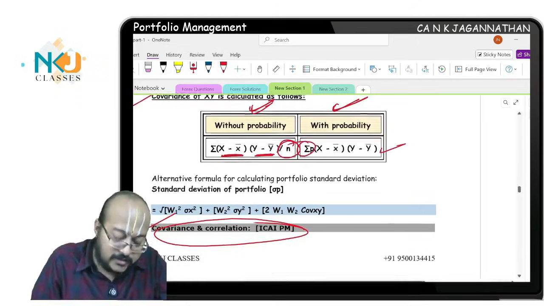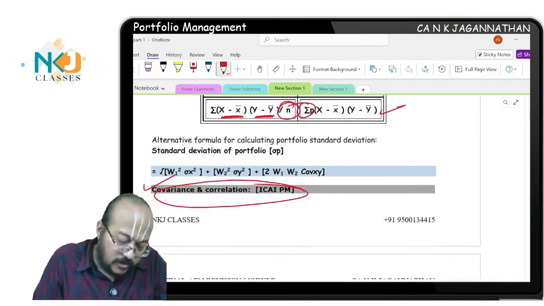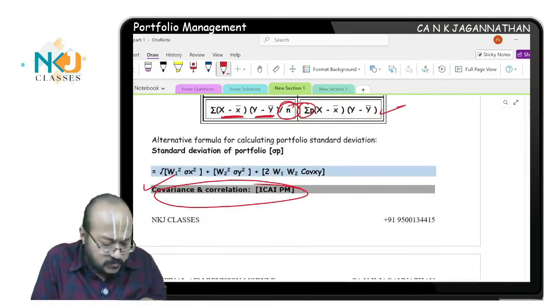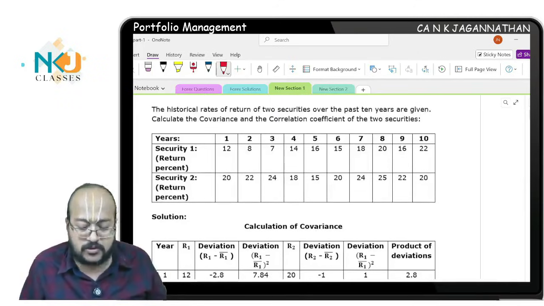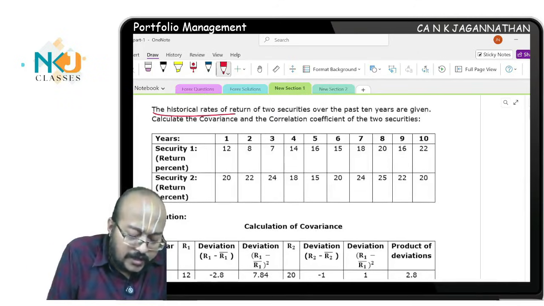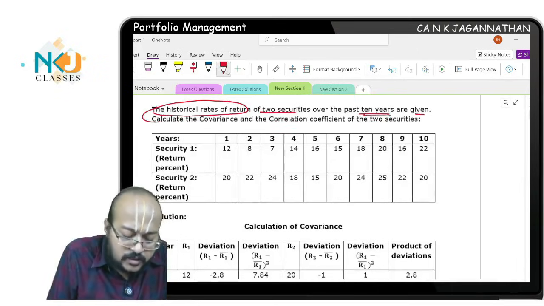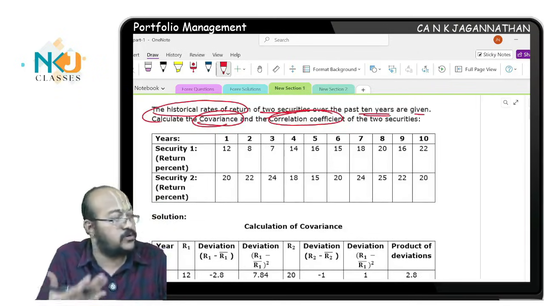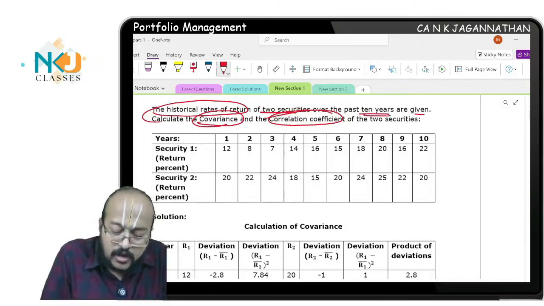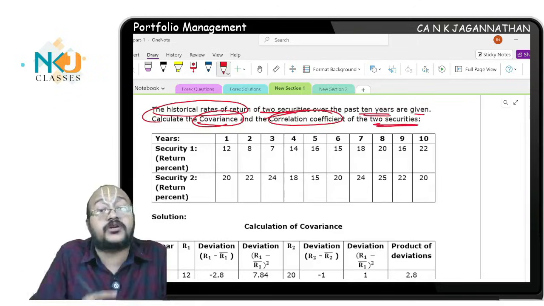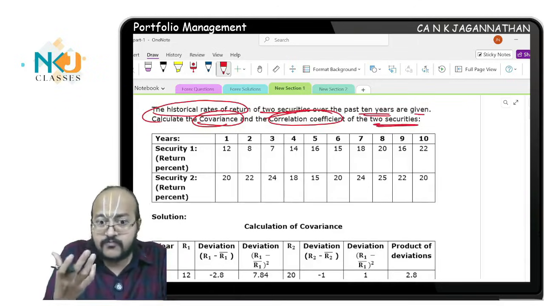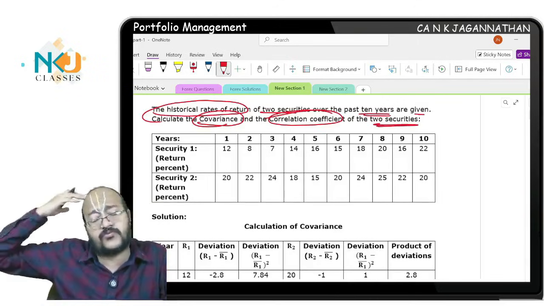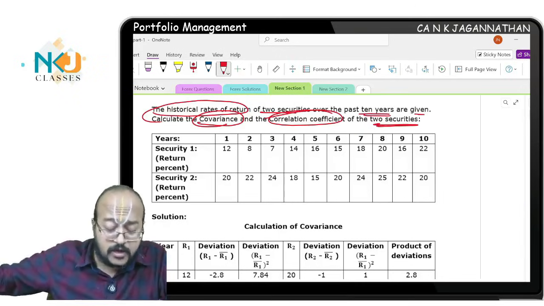Are you all understanding? Now we will try to solve here. I'll come back to this portion later. First we will solve one question through which we can understand the formula or the concept in a better manner. See, historical rates of return of two securities over the past 10 years are given. Calculate the covariance as well as the correlation coefficient. Correlation is also called correlation coefficient, because coefficient of variation is something different which we will discuss later. The risk can also be measured by coefficient of variation, that I will discuss later at the end of the chapter.